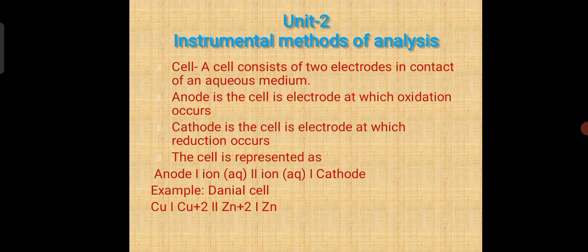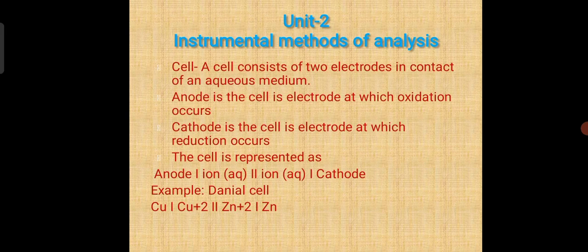What do you mean by a cell? A cell consists of two electrodes in contact with an aqueous medium, the electrodes being the anode and the cathode. First, what do you mean by the anode? The anode is the cell electrode at which oxidation occurs. The cathode is the cell electrode at which reduction occurs.